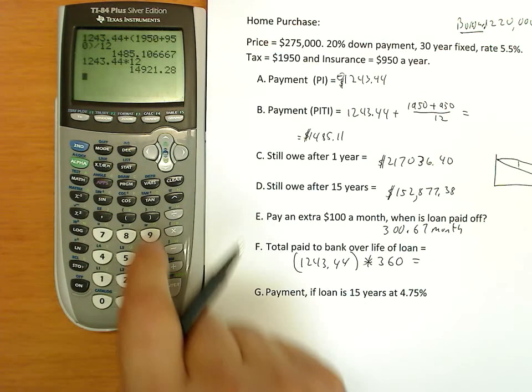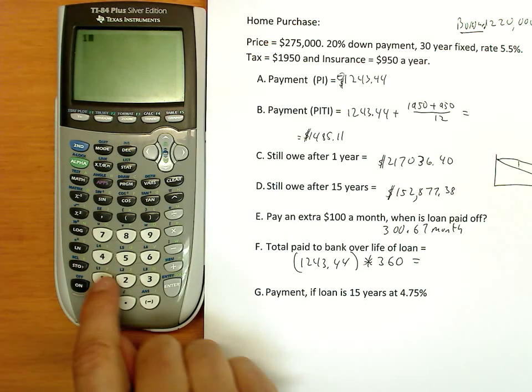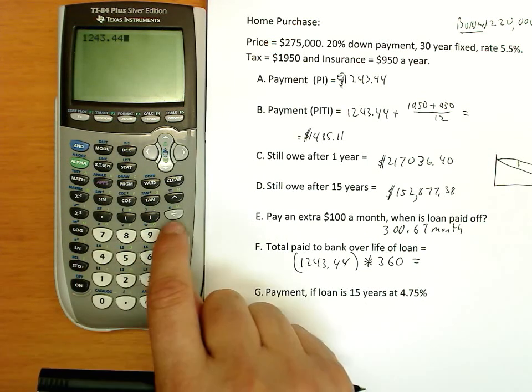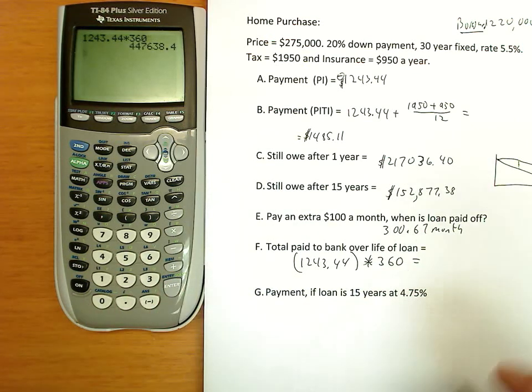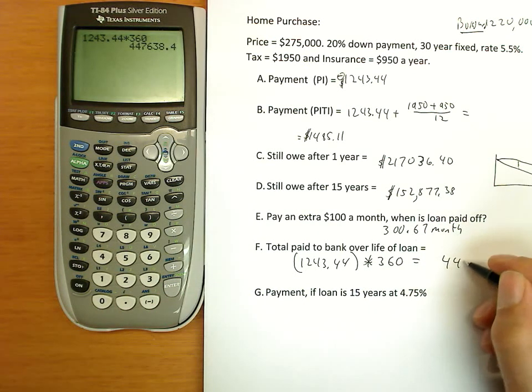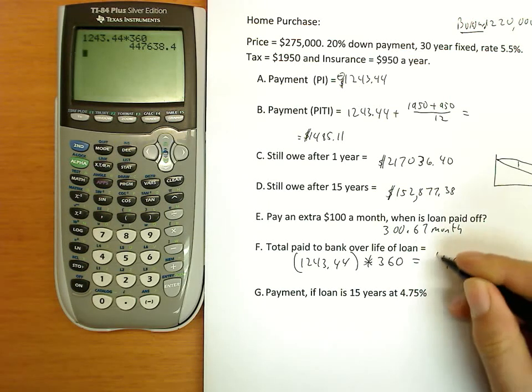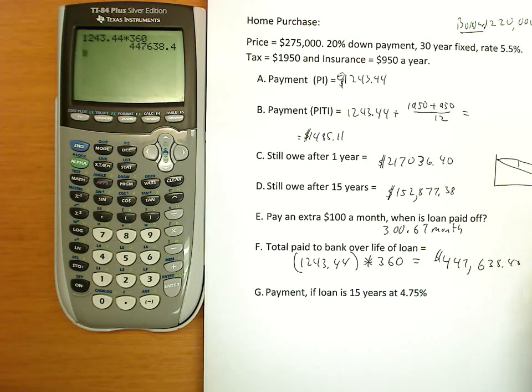It's not done in the financial calculator. 1243.44 times 360. And I get a value of, I will pay $447,638.40. Now we've rounded the penny, so it'll probably be off, maybe as much as $1 or $2 after 360 such payments.